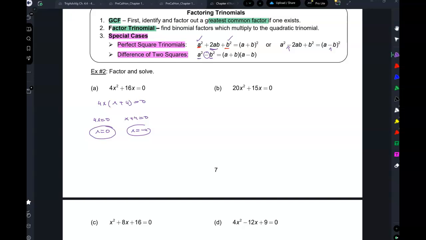All right, here. I can factor out a 5x, and I get 4x plus 3. 5x equals 0, 4x plus 3 equals 0. X is 0. X is negative 3 over 4. Right?